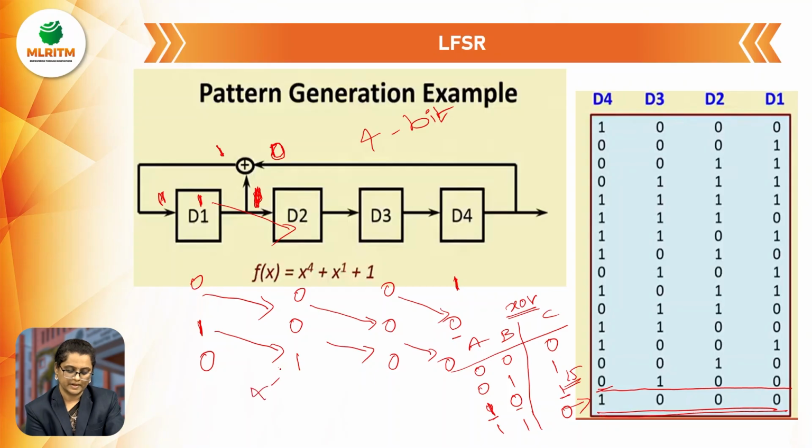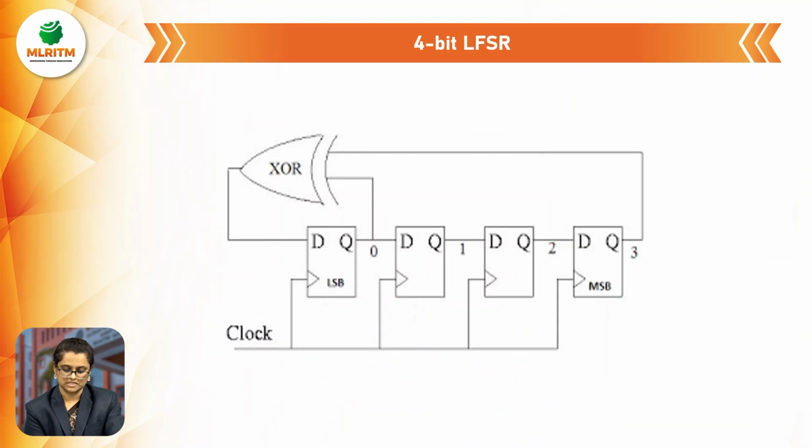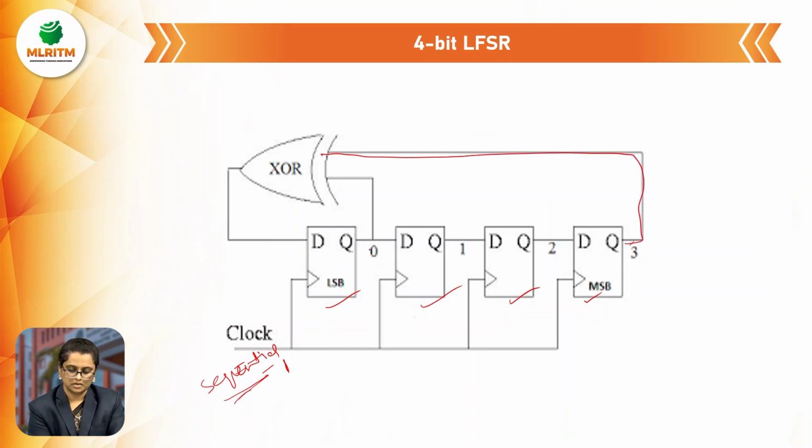Why? Because of the 4-bit input patterns. For 4 bits we get 2 power 4 equal to 16, so 0 to 15 clock pulses, total 16. So this is the LFSR pattern generation. This is the structural diagram. Here we take the sequential clock pulse. When it is 1, all the D flip-flops are enabled at a time. Why? Because this is a sequential clock. Depending on that, we give the input to the XOR gate, take the output and give it to the first shift register.